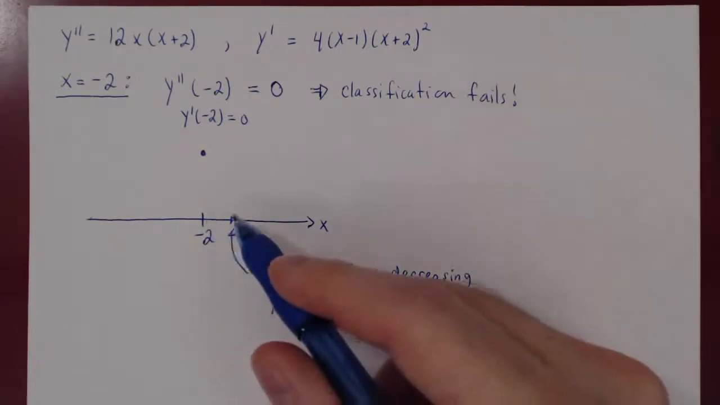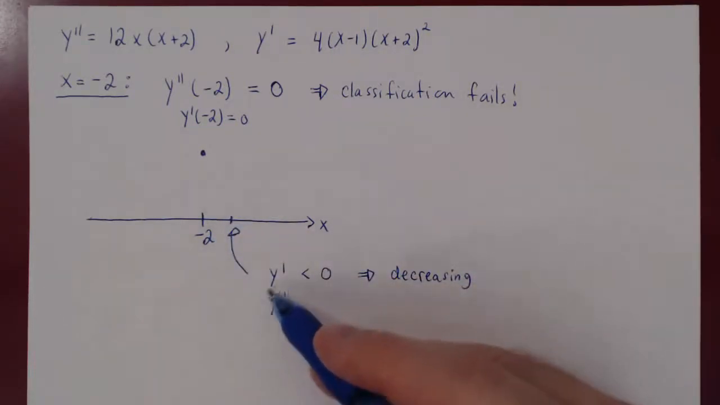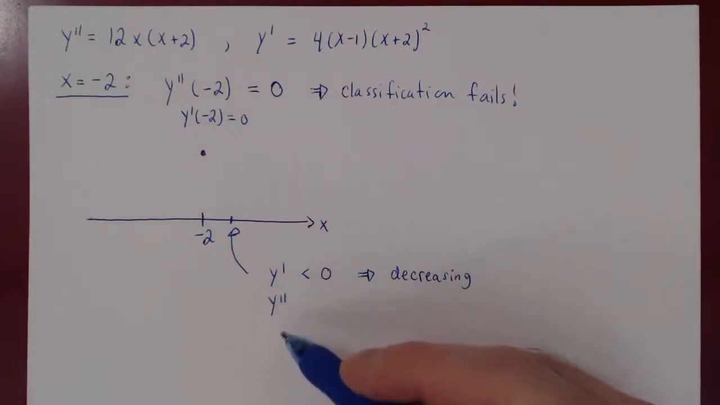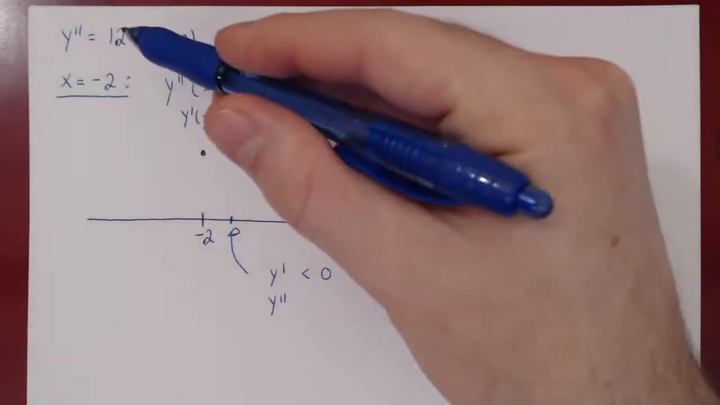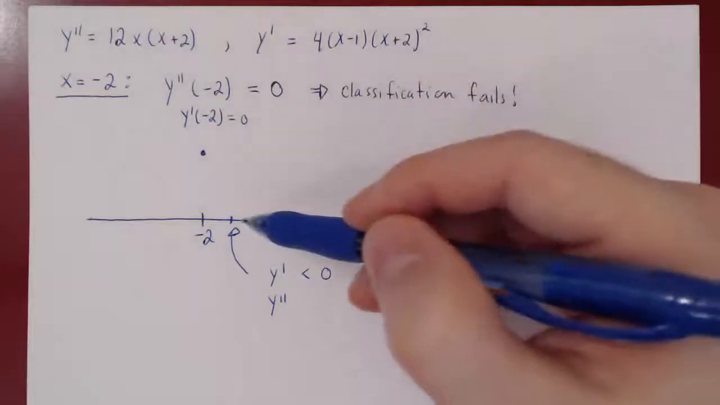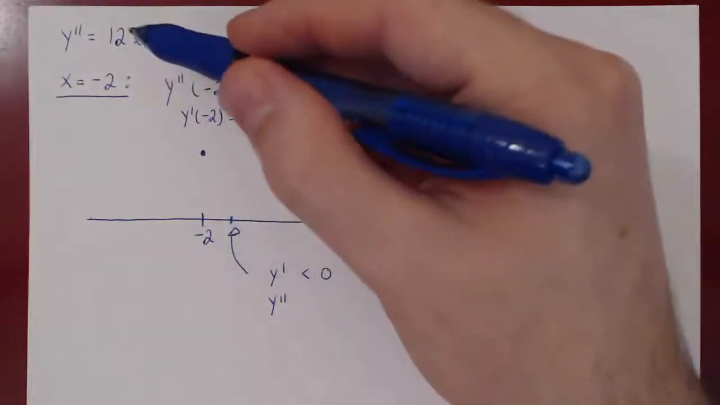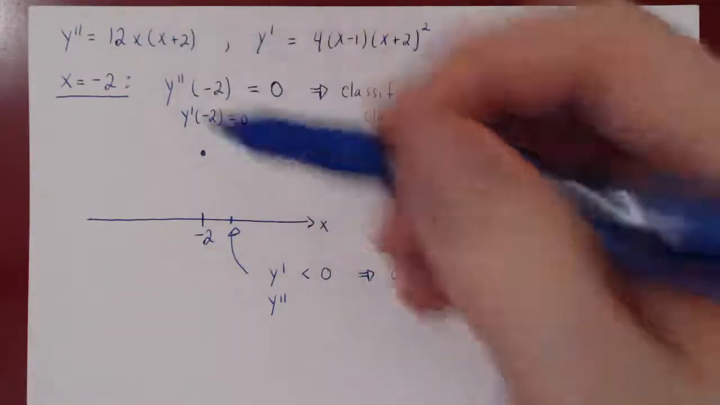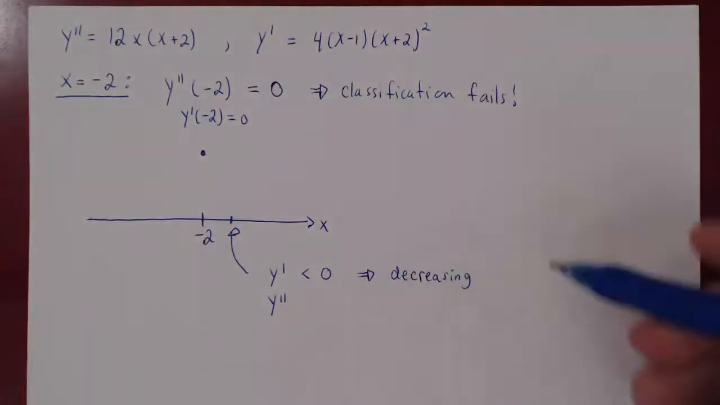To the right of negative 2. What about the second derivative? We have the term 12, which is positive, times x. X is very close to negative 2, so this is negative. What about x plus 2? Let's do it here.